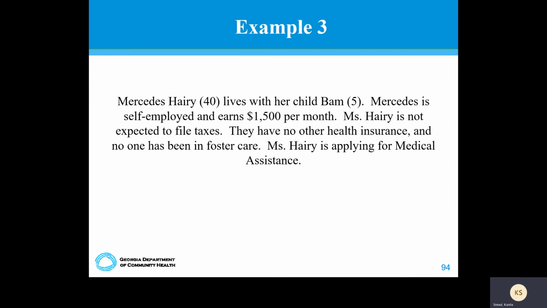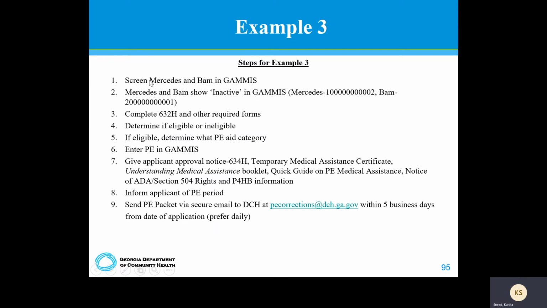Again, this is in the office with you. So the step-by-step process for her, we're going to screen both her and her child in GAMMIS. When we screen, it says both of them are inactive, but it gave us their ID number. So that means that they've been on Medicaid before, they're just not active right now. So we're going to go ahead and write both of these numbers down because we're going to see which one we're going to put on the particular PE application.